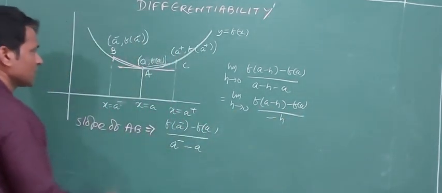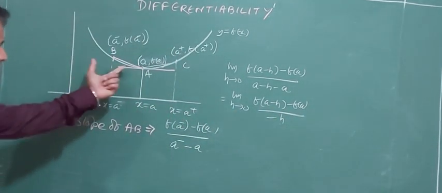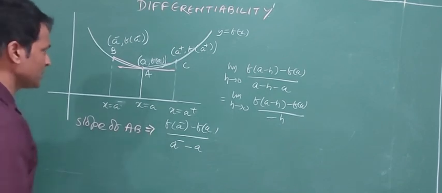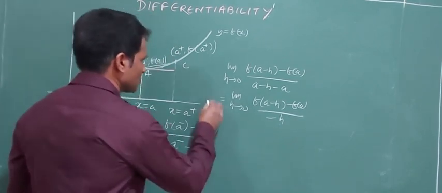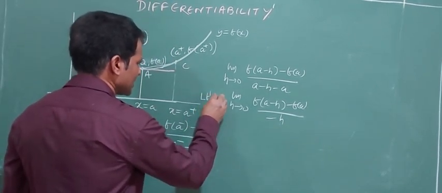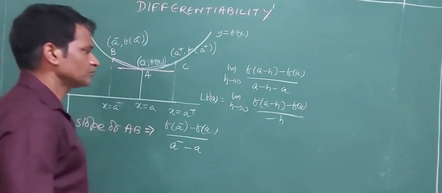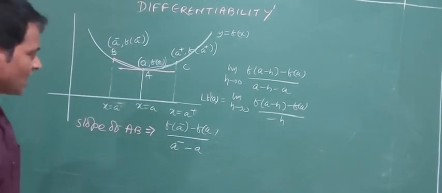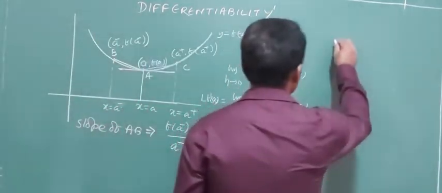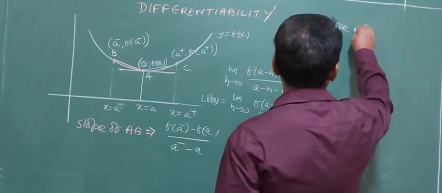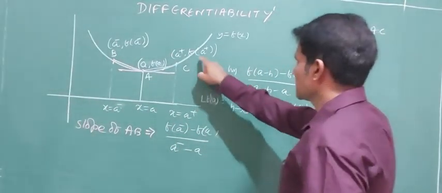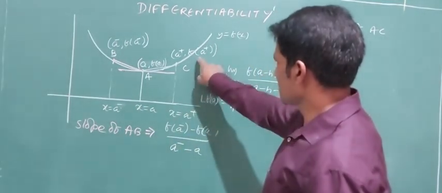What is the slope of AB? When B approaches A, that's the slope of AB. Correct? Which is known as left hand derivative. Then go to the slope of AC. That means C is approaching A. C point is already written here.